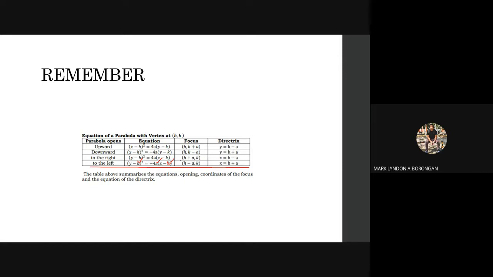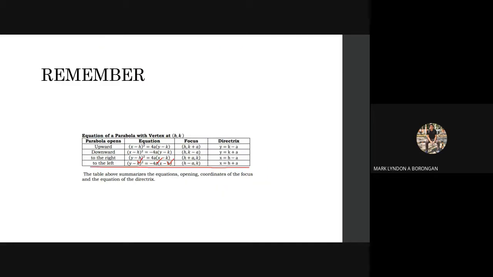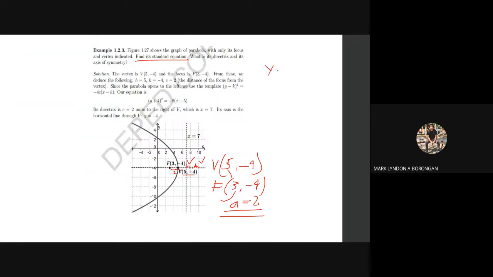So, we can now use the equation, which is why we put here "find its standard equation." So, we can go straight to it. All you have to do is write the equation in order. So we have there y minus h squared is equal to negative 4a, then multiplied by x minus k.